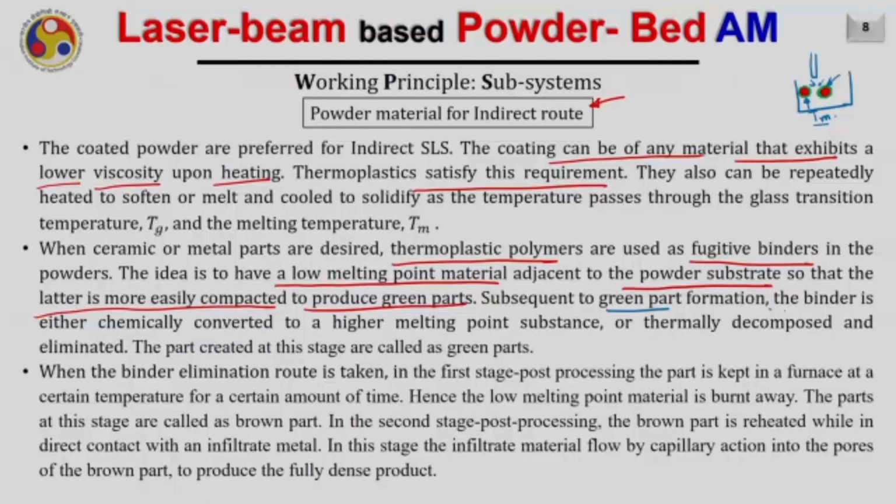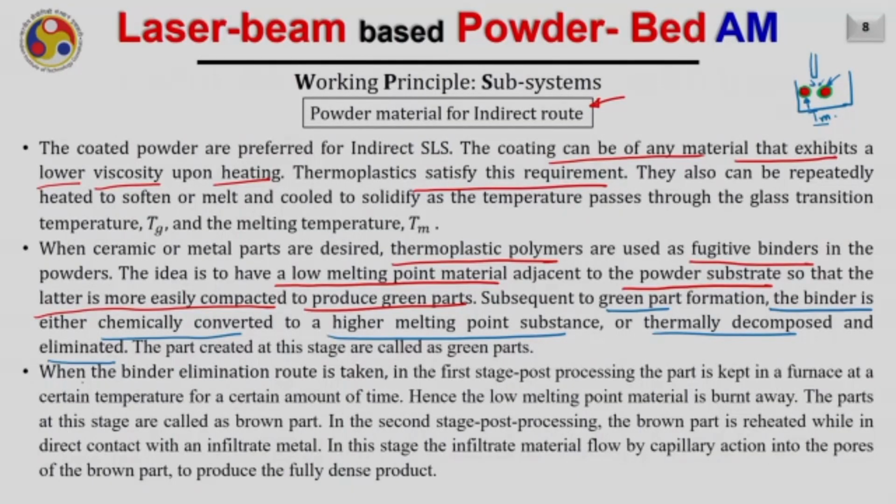Then later on, the binders available in the green part are either chemically converted to a higher melting point substance or thermally decomposed and eliminated. Like I mentioned, there are two possibilities now. Either we just eliminate these binders from the green part, or we supply an appropriate chemical in such a way that after reaction with the chemical provided, the melting point of these binders can increase. However, the latter one, which is the thermal decomposition, is most popular.